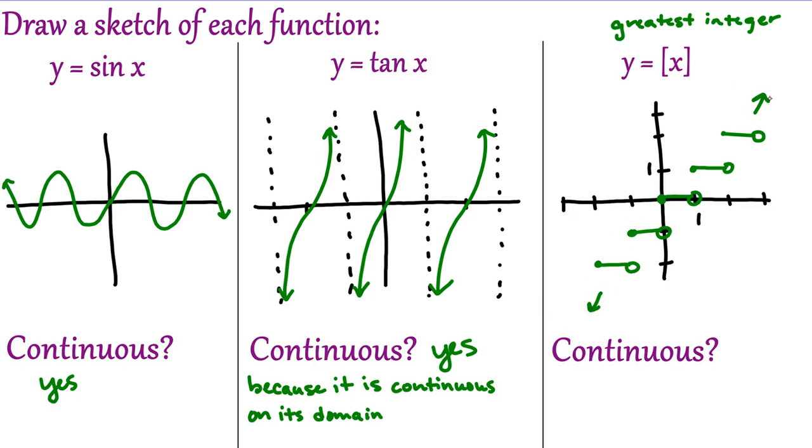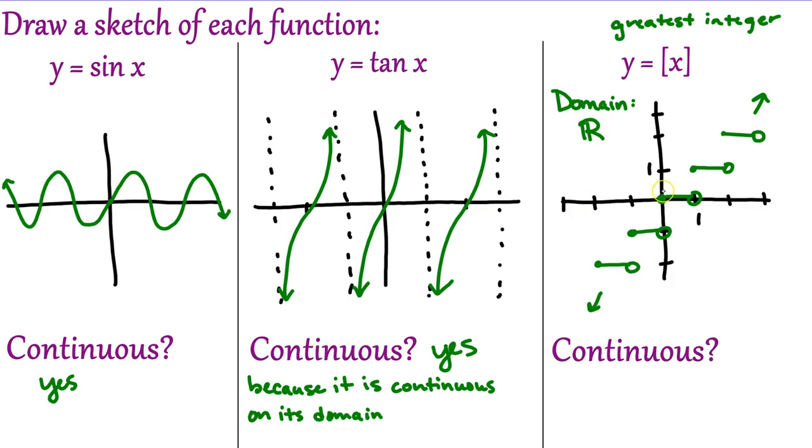So here's the question, is it continuous? Well, maybe before we answer that question, we should think about its domain. Since the last one we did, we said yes because it was continuous on its domain. What's the domain of the greatest integer function? Notice it is defined at 0, it is defined at 1, it is defined at 2, etc. There is a point on the graph for every x value. So the domain is all real numbers.